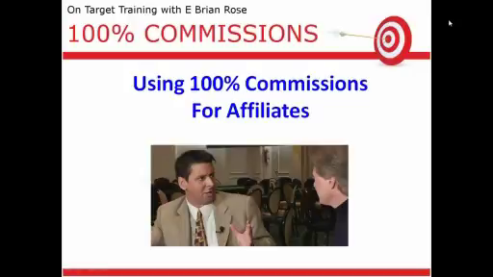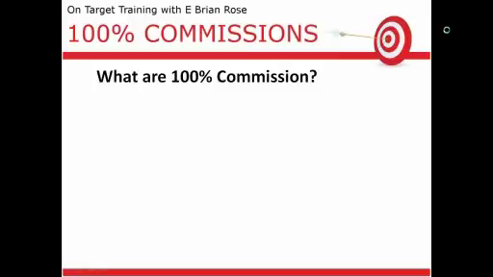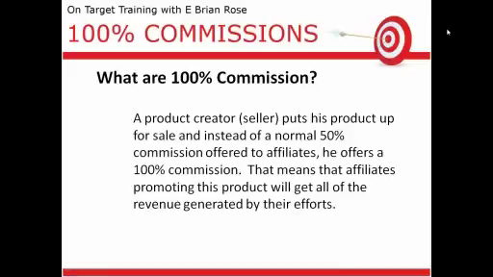And the first tip or secret that we're going to talk about today is using 100% commissions for affiliates. Now, a lot of you have heard of 100% commissions, but for those of you that haven't, let's talk about that right now. 100% commissions are when a product creator, the seller, puts his product up for sale, and instead of a normal 50% or 60% commission offered to affiliates, he offers 100% commission. That means that you, as the affiliate, promoting the link that goes to their sales page, will get 100% of the revenue generated by your efforts to send your readers there.